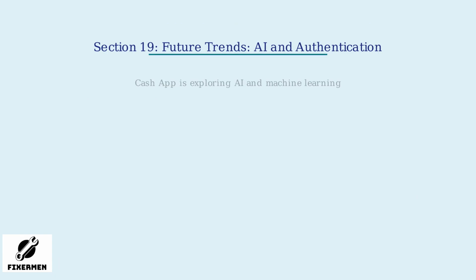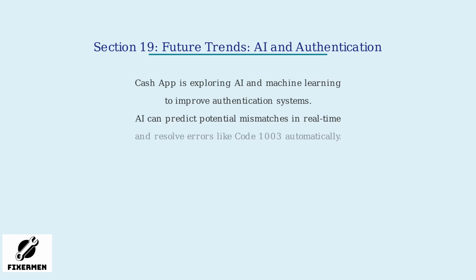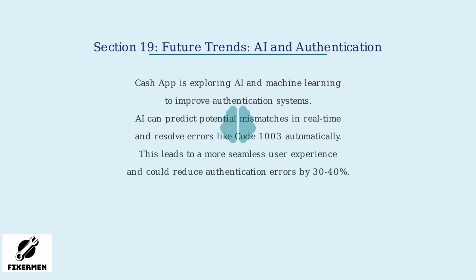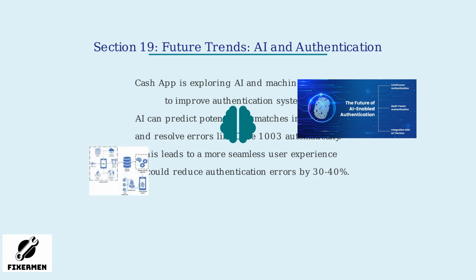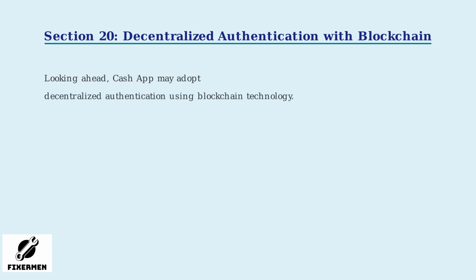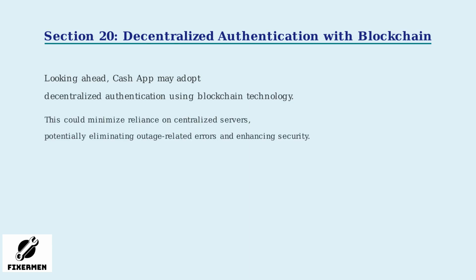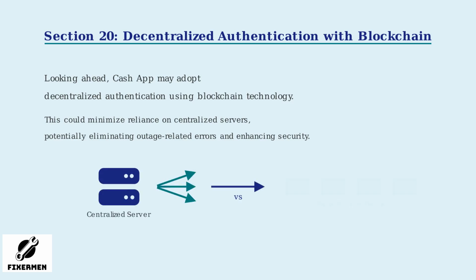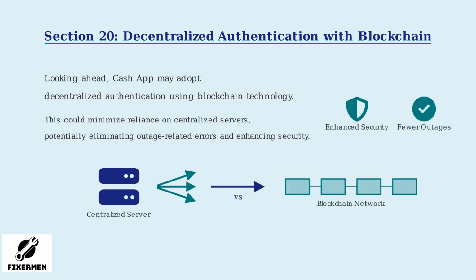Cash App is exploring AI and machine learning to enhance authentication and reduce errors like code 1003. By using adaptive risk scoring, AI can predict and resolve potential mismatches in real time, creating a smoother experience for users. This technology could cut down on authentication errors by 30 to 40% in the coming years. Looking ahead, Cash App may adopt decentralized authentication using blockchain technology. This approach could minimize reliance on centralized servers, potentially eliminating outage-related errors and enhancing overall security.